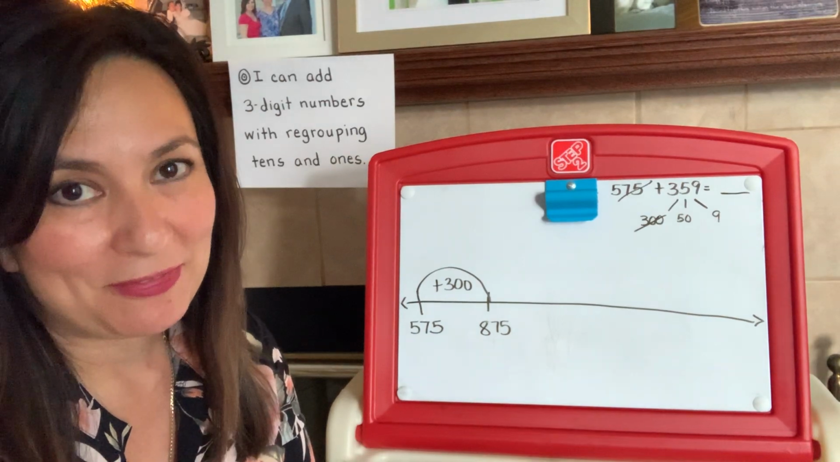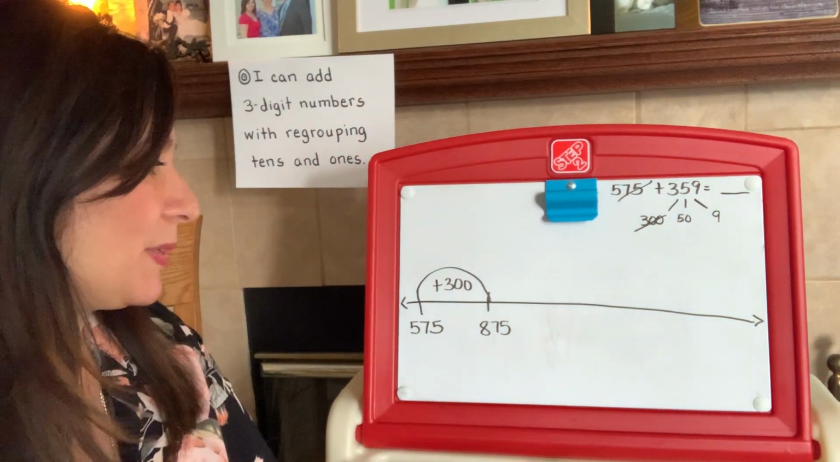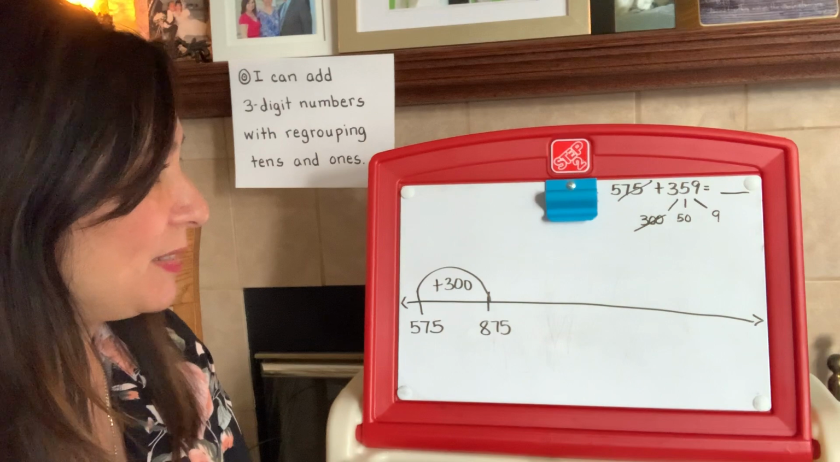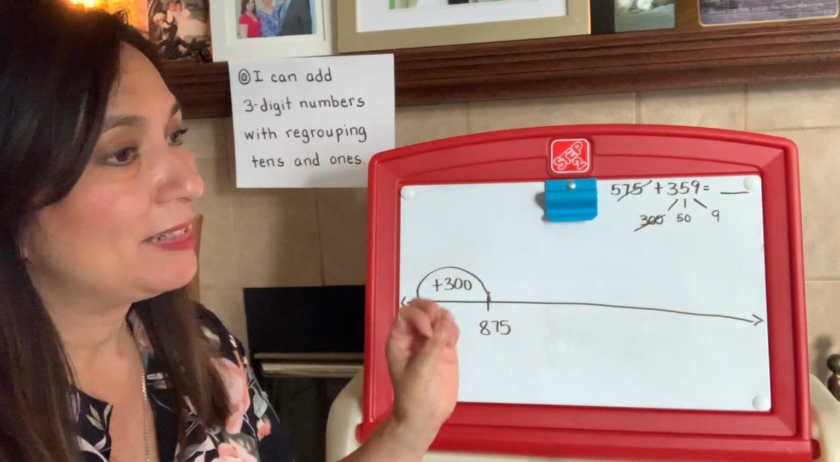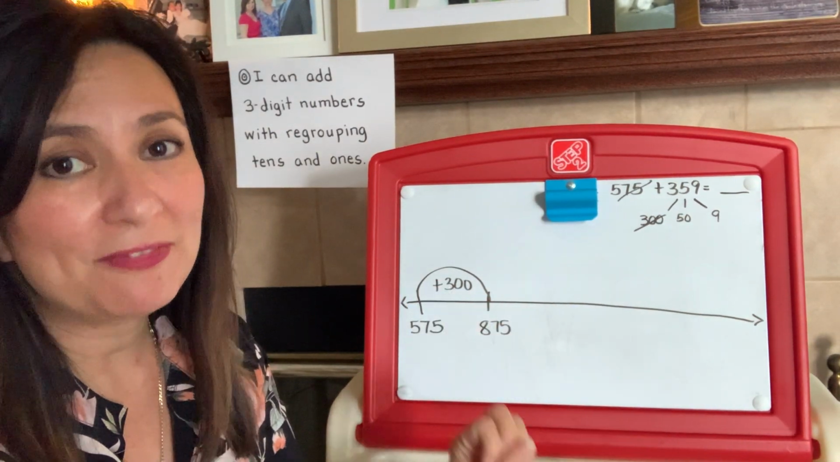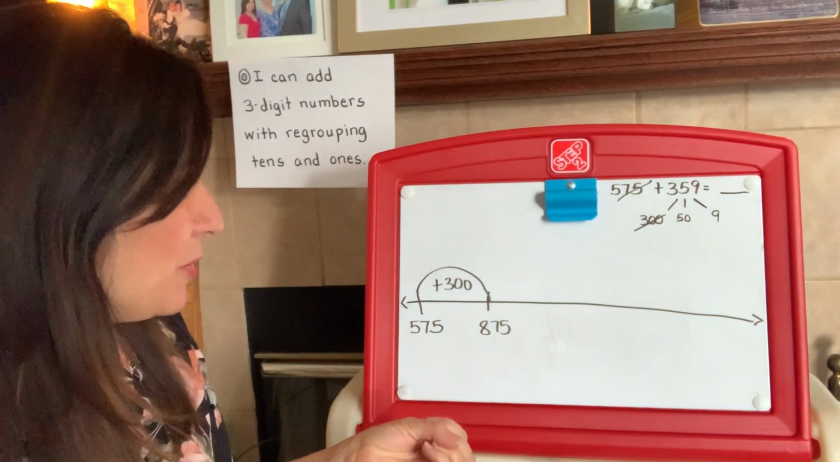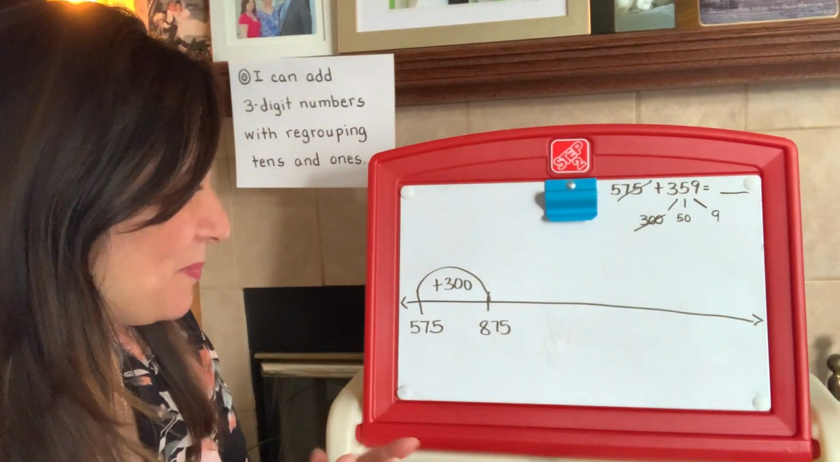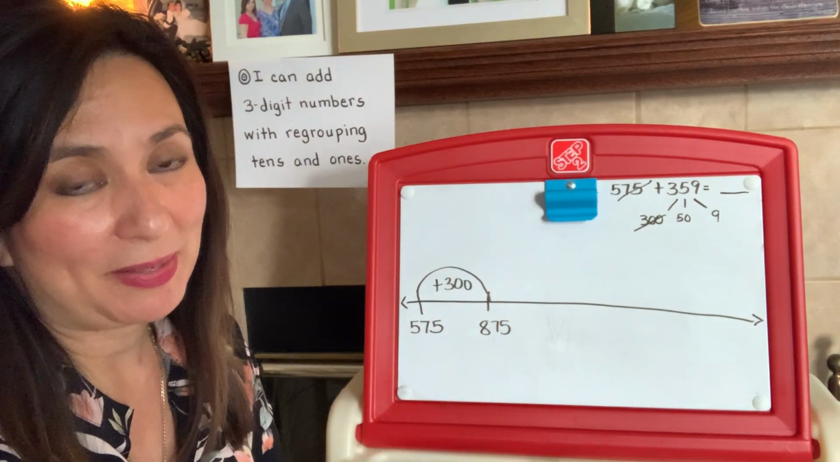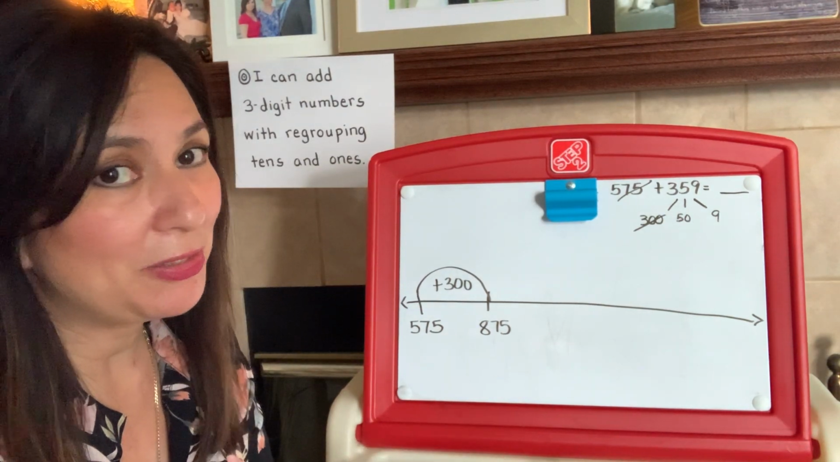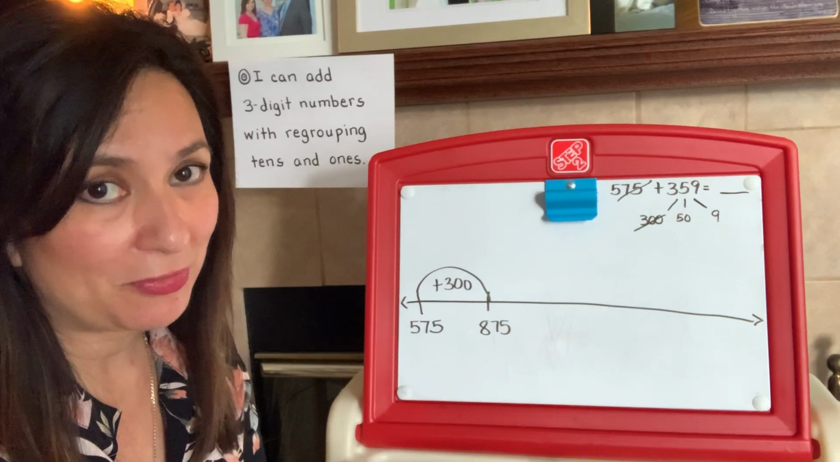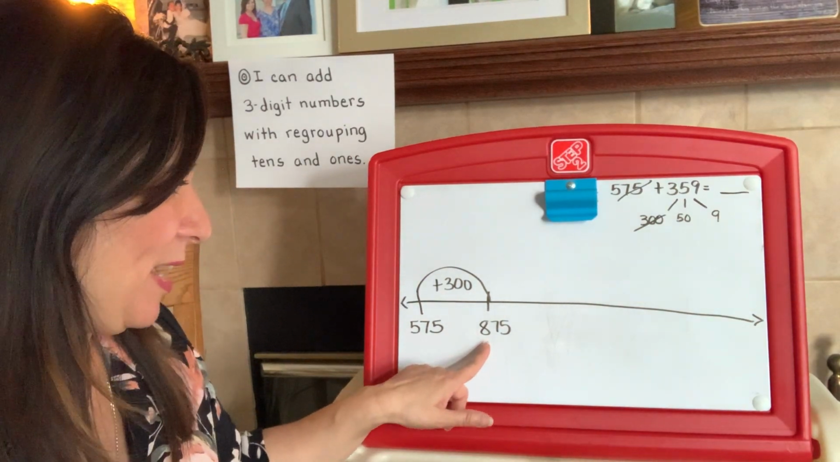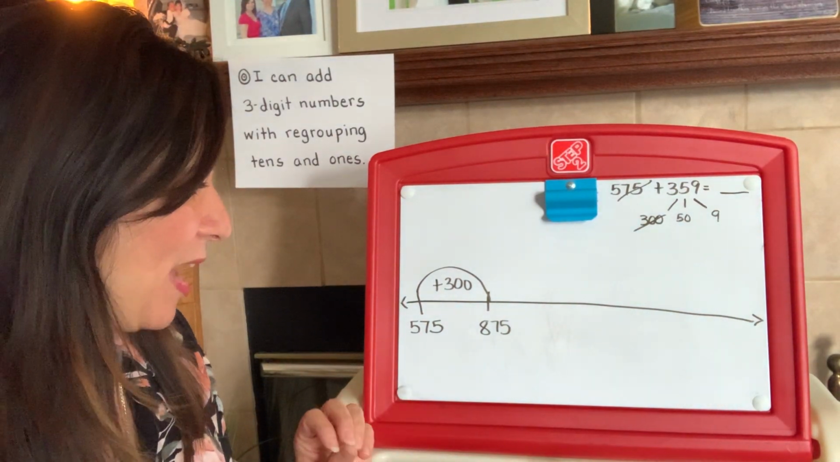Now I have to add 50. There's lots of ways that I can do this. I can add 10 5 times. I can take 5 jumps of 10 if I want to. That would work perfectly fine. But you know what? I'm not going to this time. But if you want to and you're working on your own, do what's comfortable for you. But I noticed something. I'm at 875.